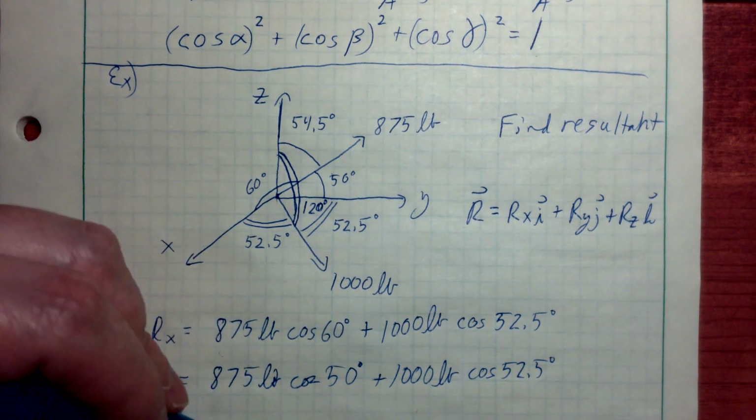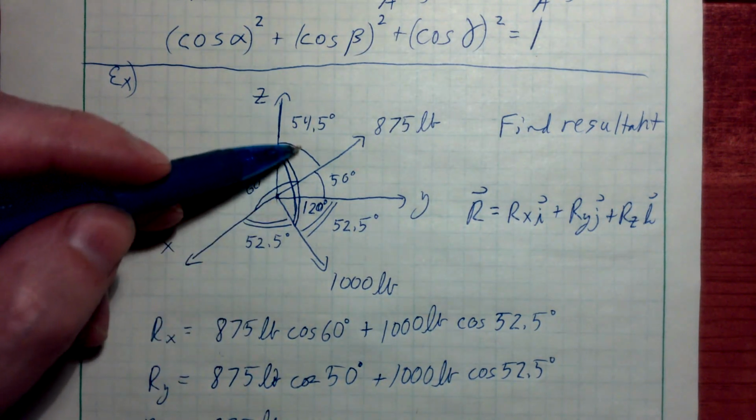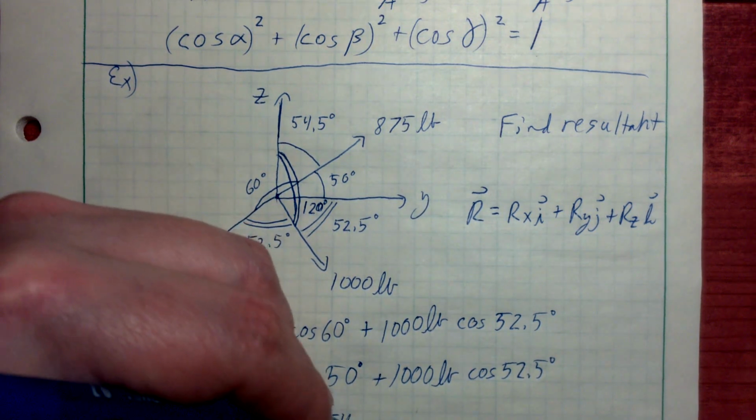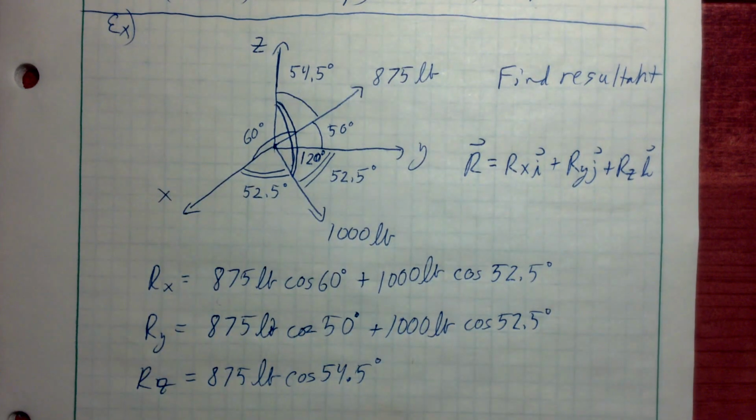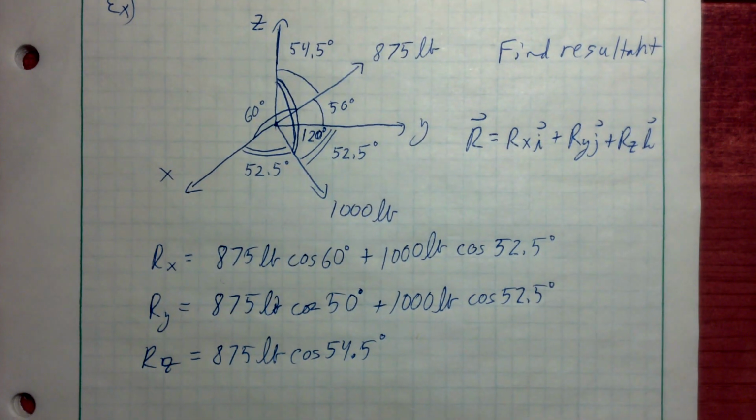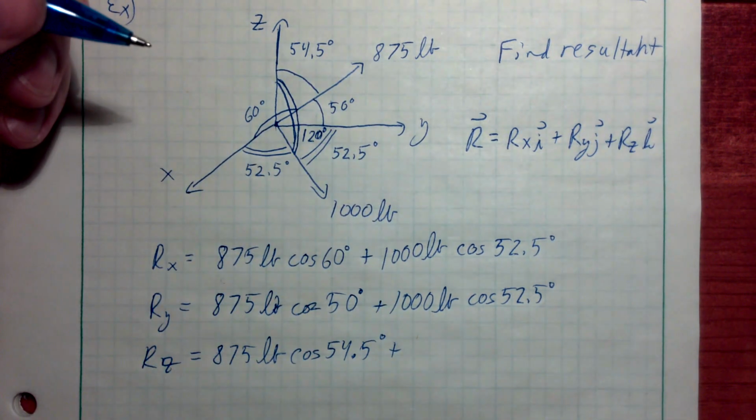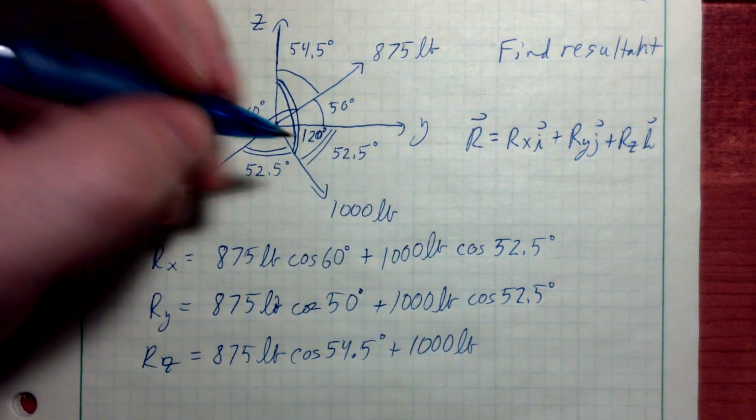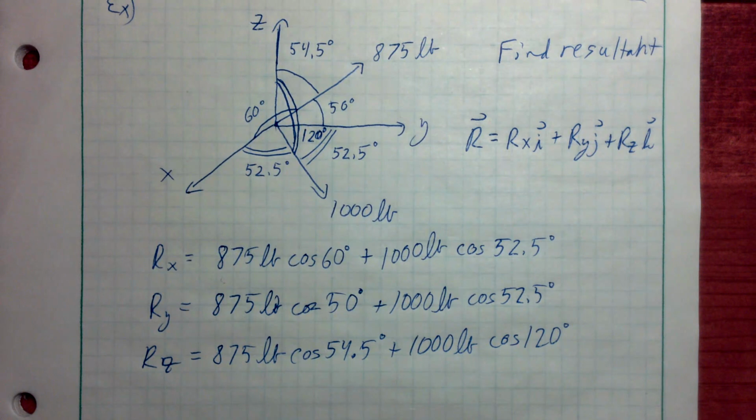Well, I've got the 875 pound force multiplied by the cosine of 54.5 degrees. I'll get better at that. And then add to it the 1,000 pound force. And here I'm going to take the cosine of 120 degrees.